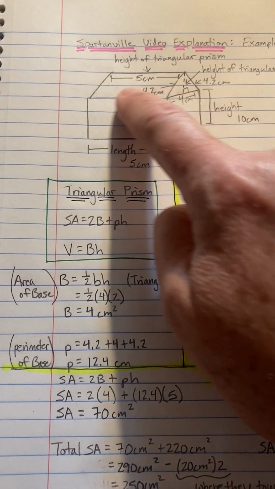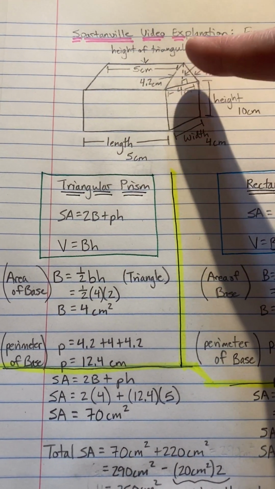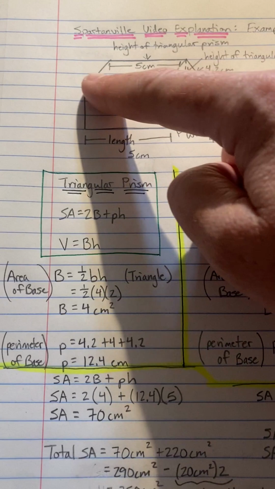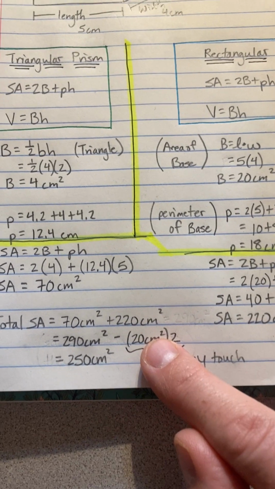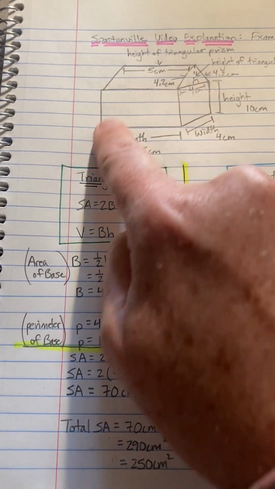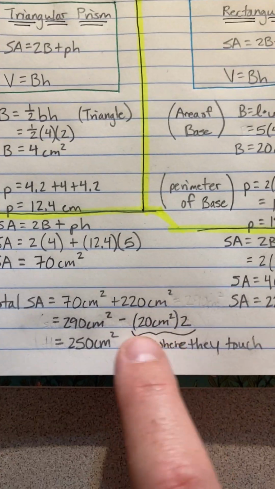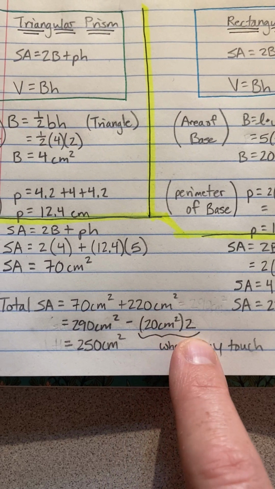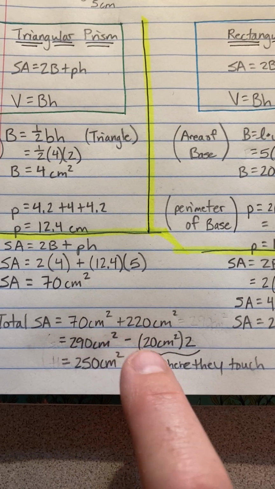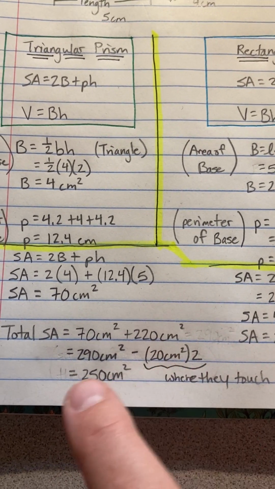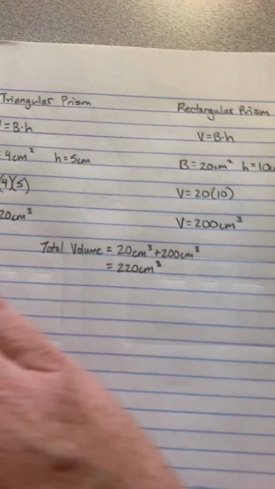But you have to remember that the 2 faces of the top of the rectangular prism and the side of the triangular prism are not included, because that's kind of where they touch and overlap. So you have to subtract it out. And so each of those faces of the figure is just the 5 times the 4, because it's one of those rectangular sides for both. So you have 5 times 4 is 20 square centimeters, and there's 2 of those where they touch. So I did 290 was my total, minus those 2 sides that are each 20, and I got 250 square centimeters. On the next page, I'm going to show you the volume for each.